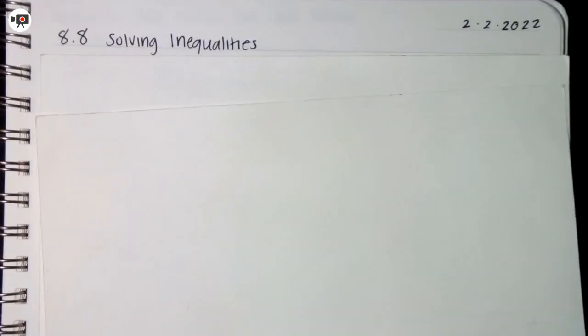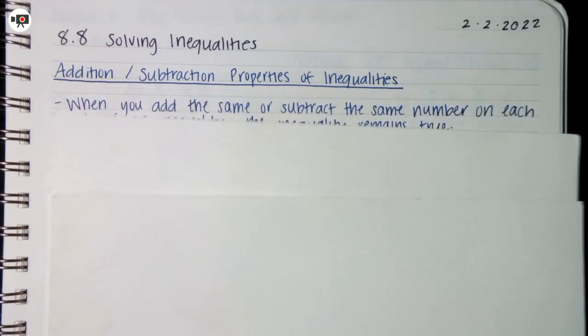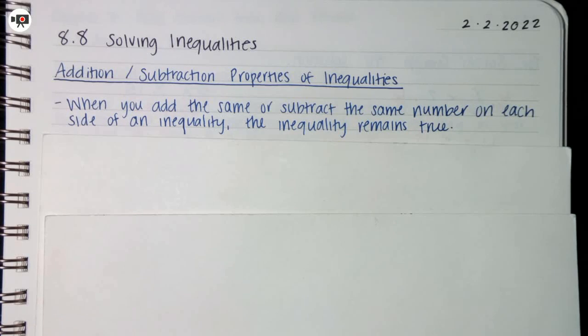This is 8.8, Solving Inequalities. So the addition and subtraction properties of inequalities are pretty much the same as working with equations. We just have a different symbol in the middle instead of the equal sign. So if we add or subtract the same number on each side of an inequality, the inequality remains true.